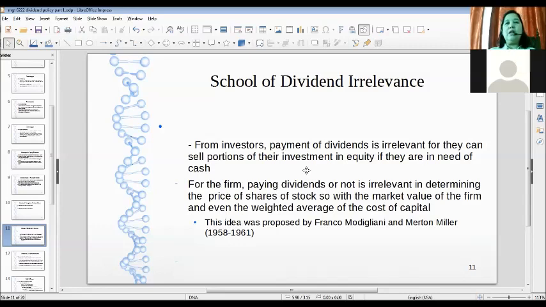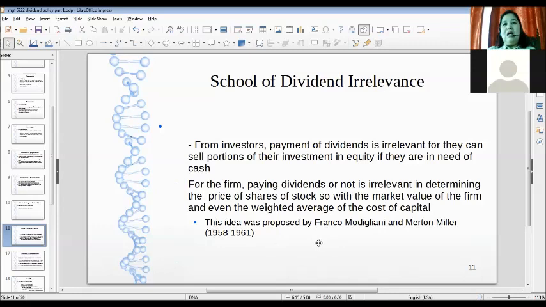Okay? But for the firm, paying dividends or not is irrelevant in determining the price of shares of stocks, the market value of the firm, and even the weighted average cost of capital. Okay. Pero itong mga talk na ito, class, hindi yan ganun ka-easy. Ha? Marami siyang ifs. Okay, makikita natin mamaya. Meron siyang conditions.